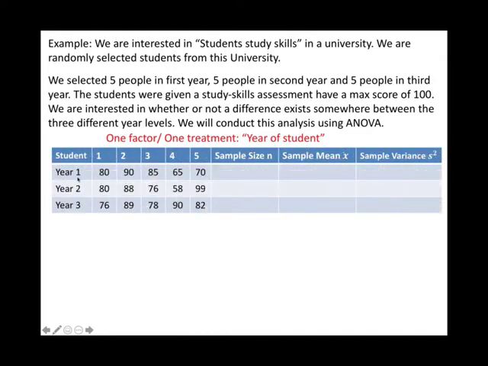You're going to see for my population 1, the year 1 students, I give these 5 people an assessment test. And this is the result. Student 1 got 80 points. Student 2 got 90 points, and then 85, 65, and 70. And this is my population 2, the year 2 students. And this is the result from their assessment test. Year 3, this is population 3.